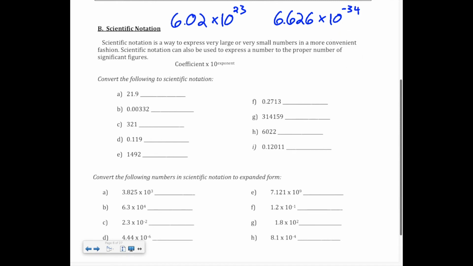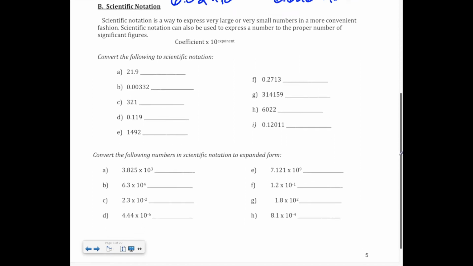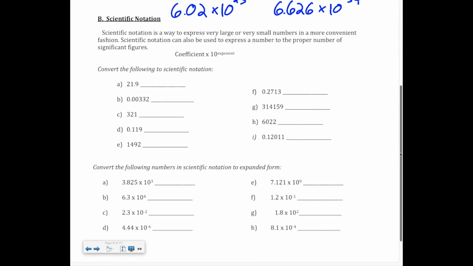That is a super tiny number, okay? Again, because we're looking at the atomic realm. I sound like I'm talking from Ant-Man. But scientific notation is talking about a coefficient and an exponent, all right?